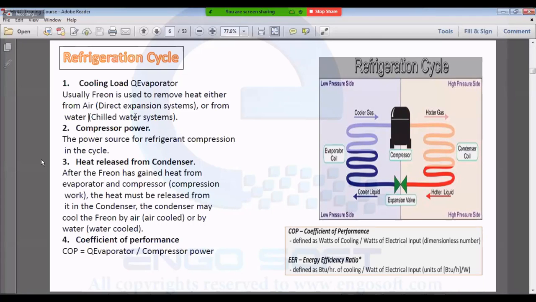Do you understand now what is meant by chilled water system? Yeah, partially, but I still have a lot of questions. Okay, let's try again.